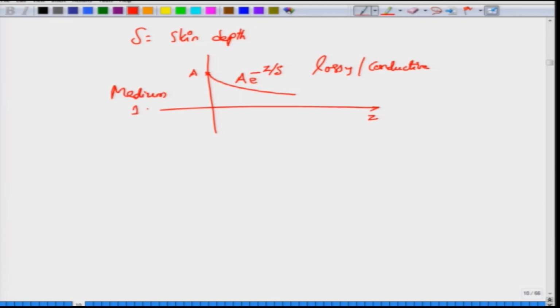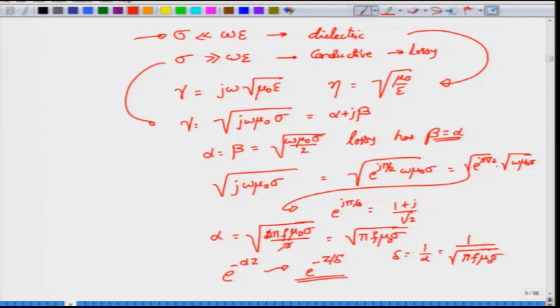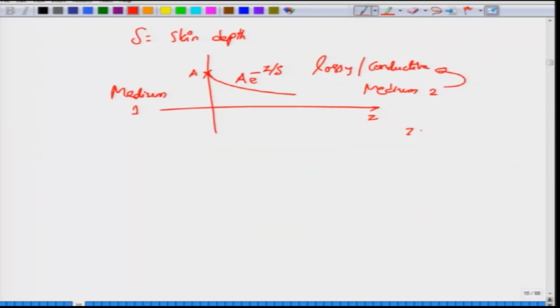I have sent the wave into medium 2. We will have to say more about what happens when medium 1 and medium 2 interact, but for now we will simply assume that the wave launched into the second medium, which is lossy and conductive, starts off with an amplitude of A at z equal to 0. As you have seen here, the amplitude decays exponentially, and over some 4 delta or so, the amplitude would have decayed almost to 0. The amplitude would be just about 1% of what it started out with.